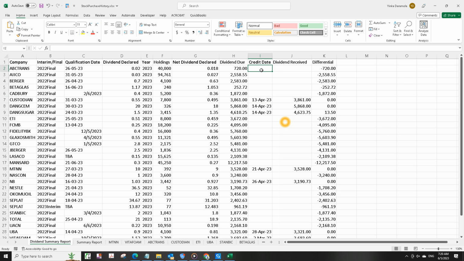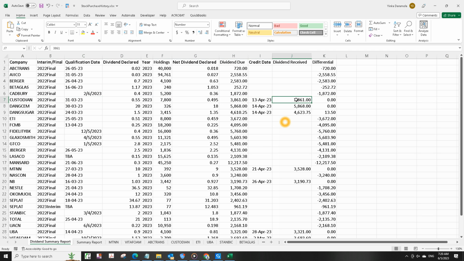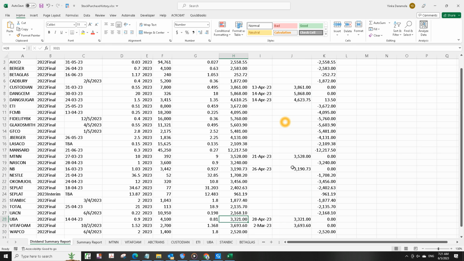It didn't find anything for ABC or for ICO or Burger, but it found something for custodian, right? So it read through and found that on 13th of April, this amount is due. And if you look at the differential, you find that it's exactly what is expected a lot of the time. Not 100% of the time, but this is 13 naira more than was expected. But the point is, for all the ones that it did find an entry, you'll see that the robot calculated the amount due correctly.